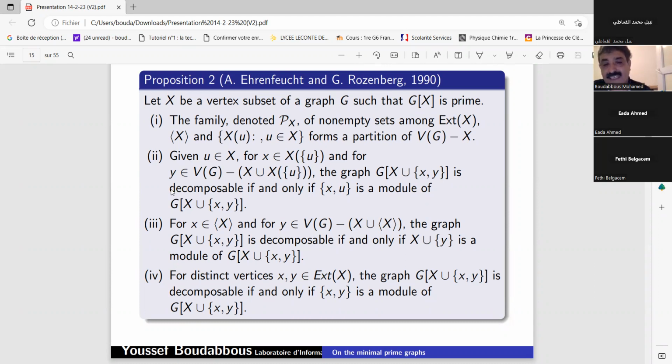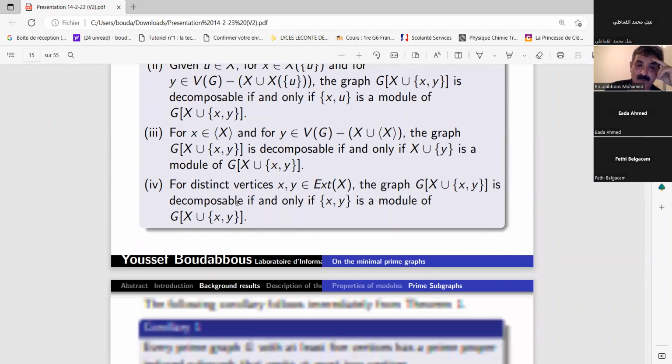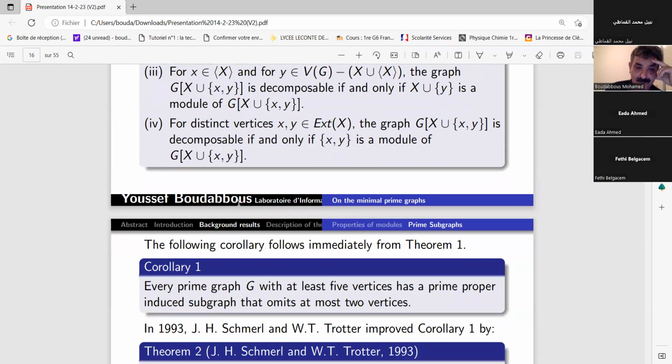Finally, if 2 distant vertices are in the extension, thus the subgraph induced by X union XY is decomposable if and only if the added pair XY is a model. That is an important tool for the study of prime subgraphs.